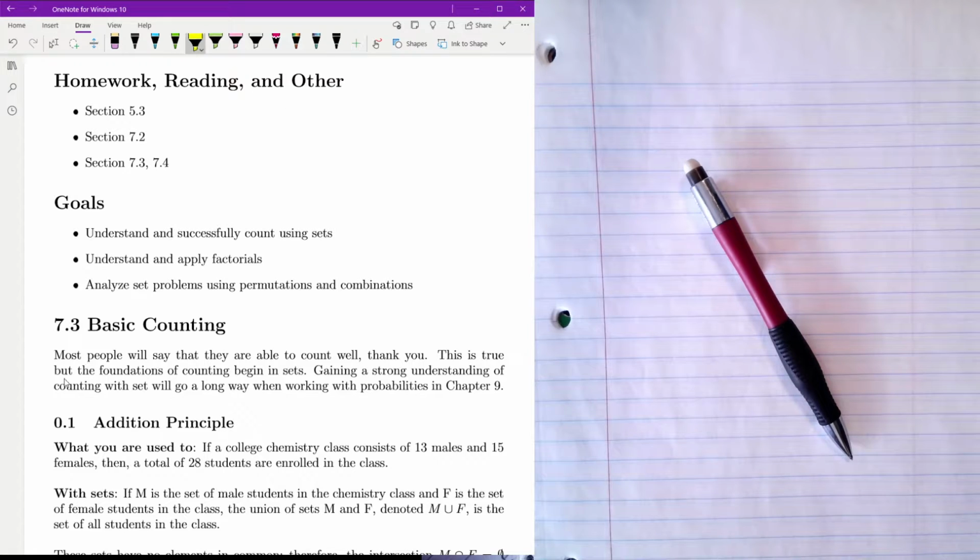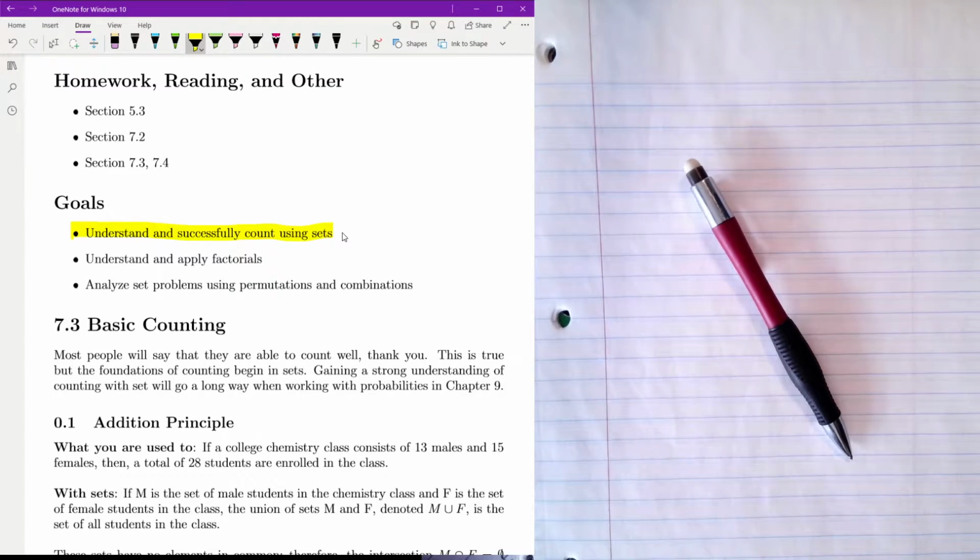So today, in this part, we're just going to do this first part here, which is understand and successfully count using sets. Successfully count. Most people, if you ask them, will say, "Yeah, I know how to count. Thank you. I'm pretty good at that." While this is in fact true, the foundation of counting actually begins in sets. Gaining a strong understanding of how to count using sets will go a long way to working with probabilities in the next chapter.